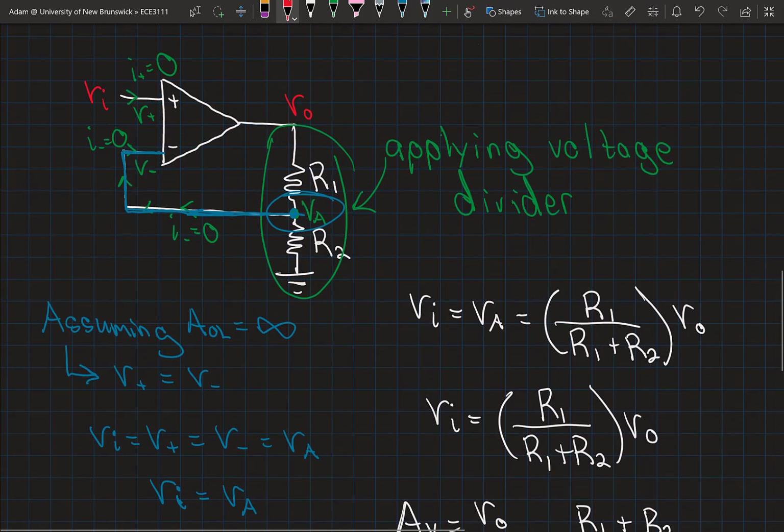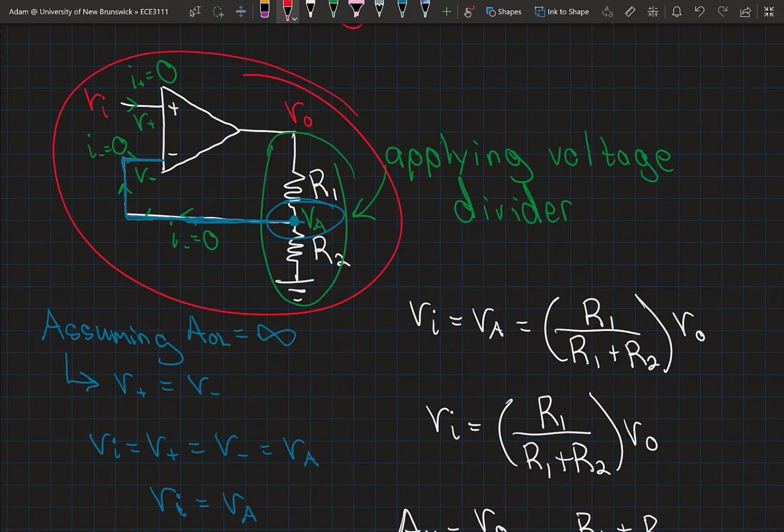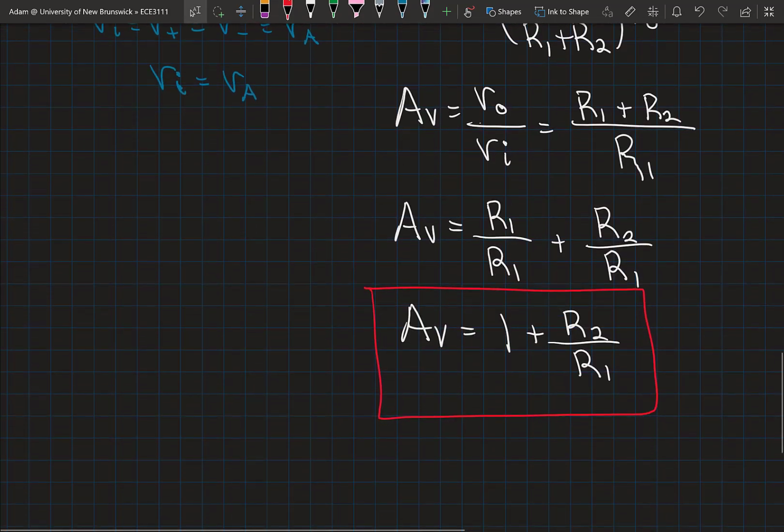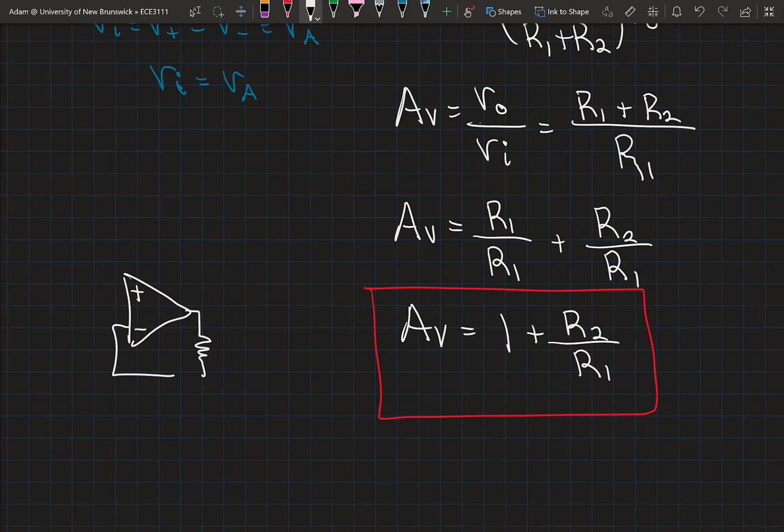This is the gain of this amplifier configuration, and maybe I'll redraw it down here. I'm going to draw it a little bit differently, just so you can recognize it when you see it drawn this way. It's quite common to draw this circuit this way. Okay, so that's the same circuit. I've just moved that point VA over to here.